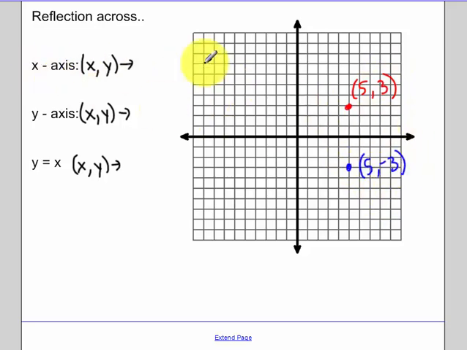So a reflection across the x-axis makes our y's negative. It's the opposite variable becomes negative. That's how I remember it.